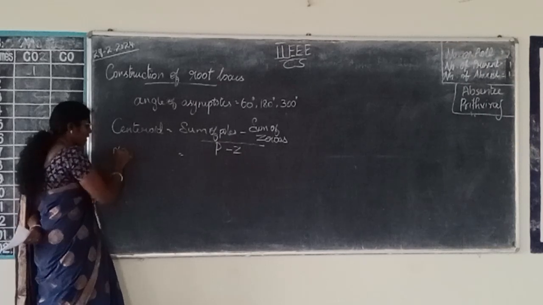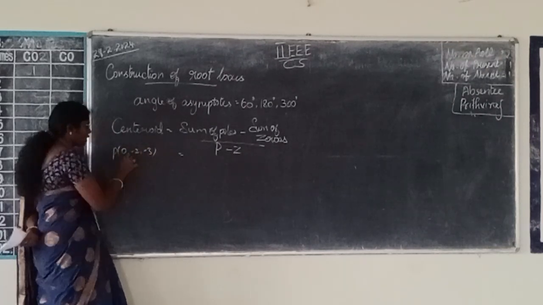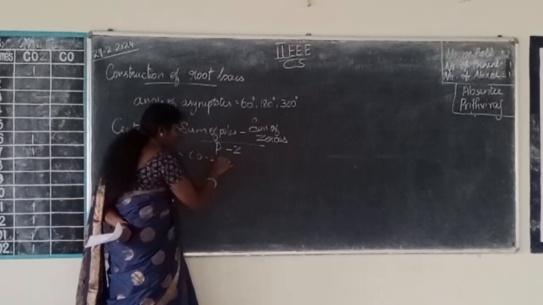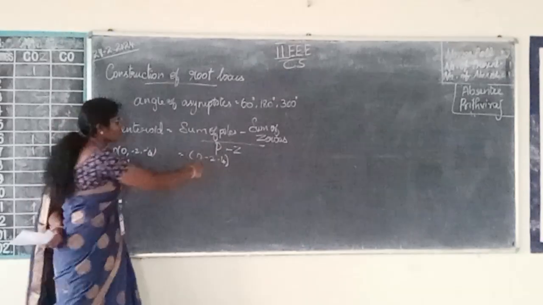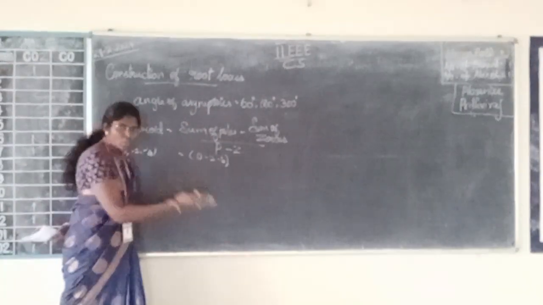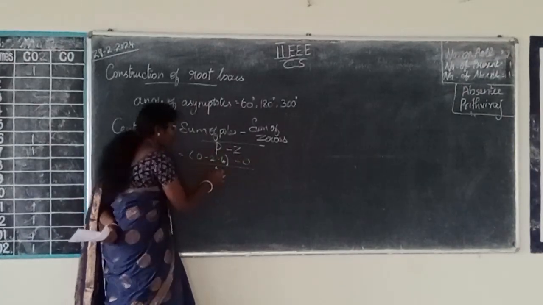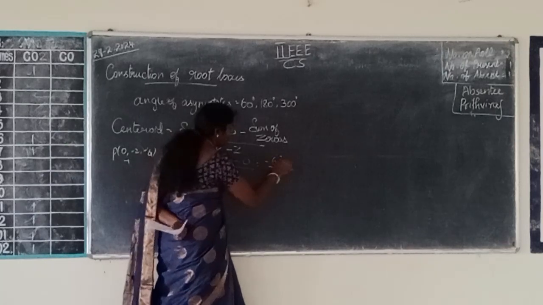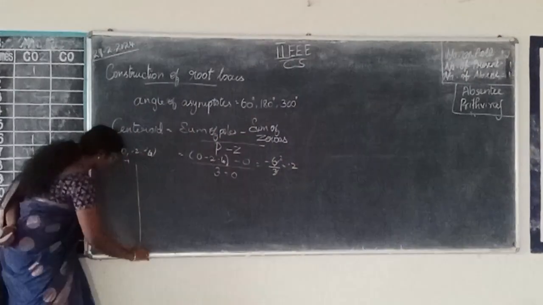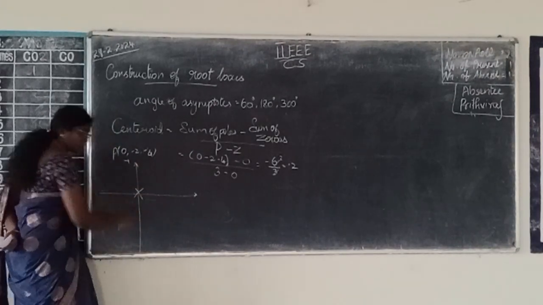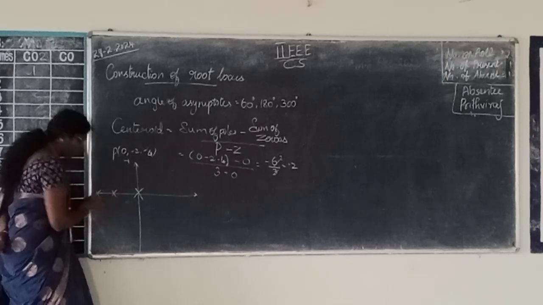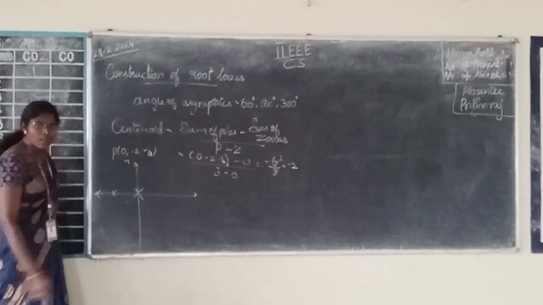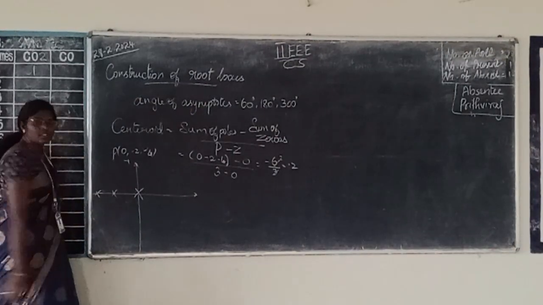What are the poles we had? That is 0, minus 2, minus 4. Sum means we just have to add them, right? So 0 plus minus 2 plus minus 4. Here there are no zeros, so sum of zeros is 0. Number of poles is 3, number of zeros is 0. So if we substitute that, it will be minus 6 by 3. So it will become minus 2. The point of centroid is where? Minus 2. So this is our centroid.